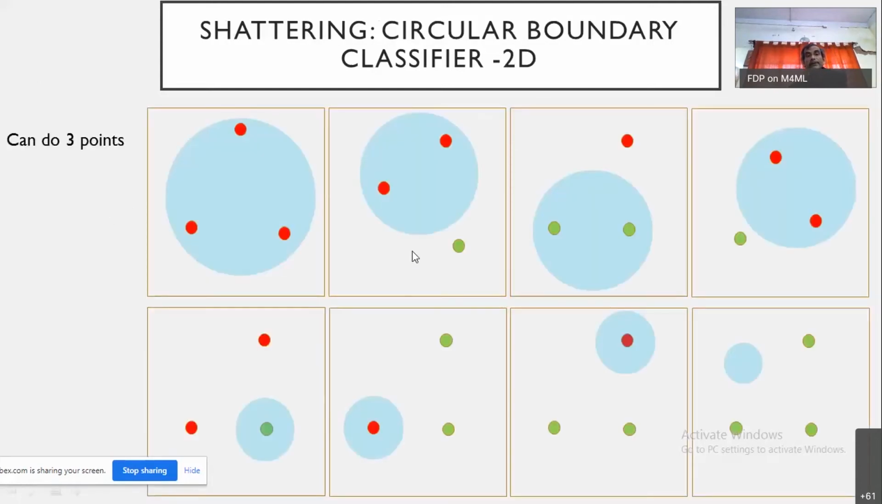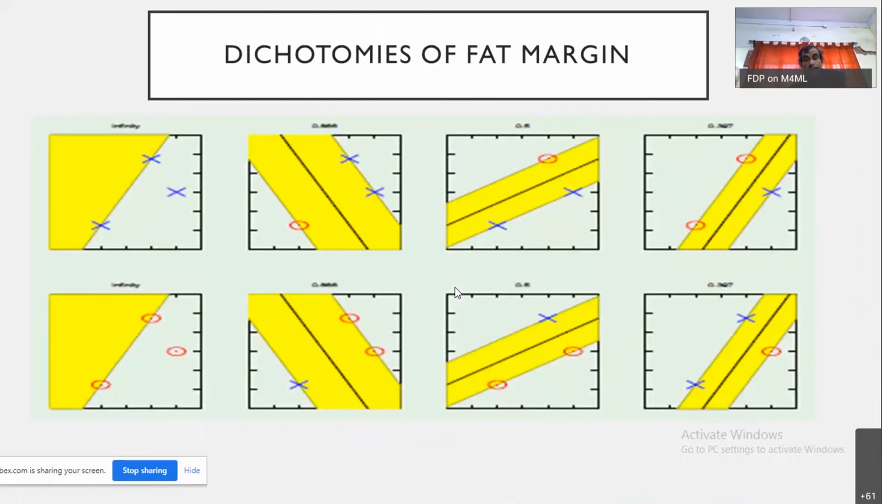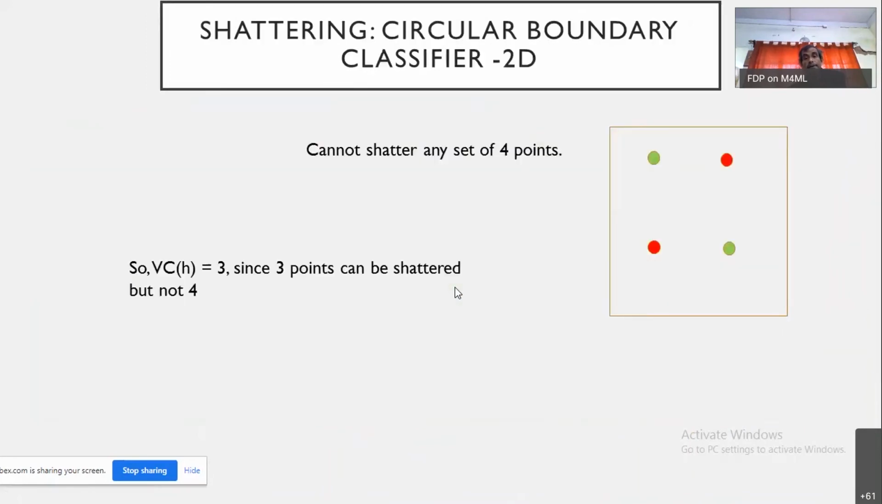Let's say I want to have a circular boundary. Maybe all the 3 points I can put in all possible ways, right? All of them in one red group, one red group, 2 red groups. So if you look at that, you will see that 2 to the power 3 possible combinations are there, and that can be generated by this circular boundary. Not a linear boundary, a circular boundary. But can I do that using 4 points? No. Even using a circular boundary, we cannot do that. So for 2-dimensional patterns, the VC dimension is 3 because we can shatter a maximum of 3 points.